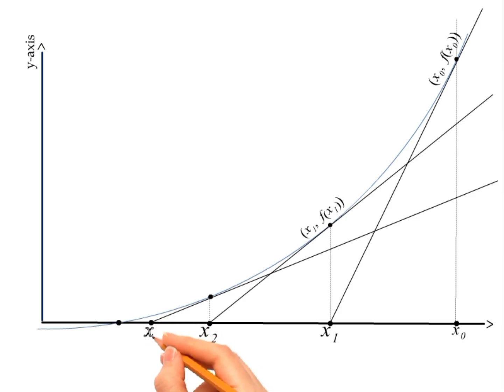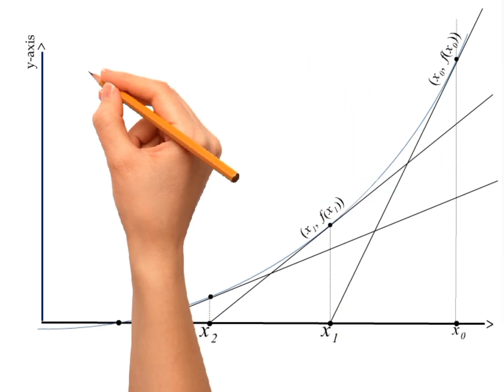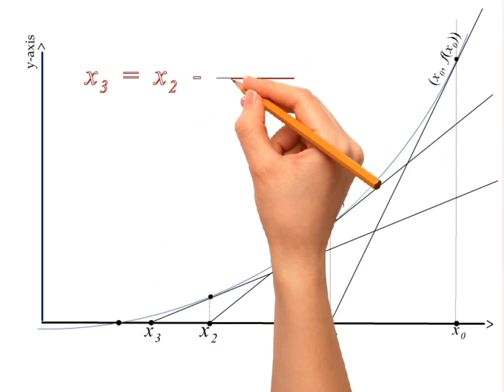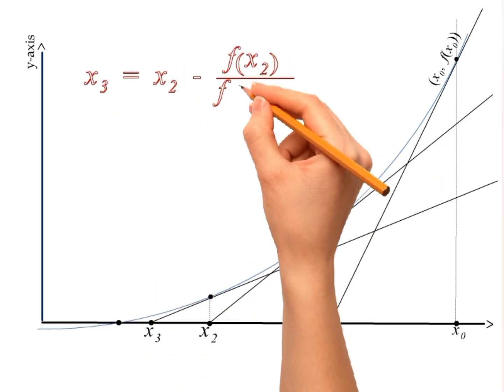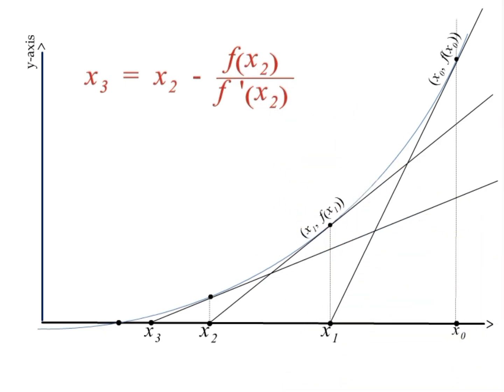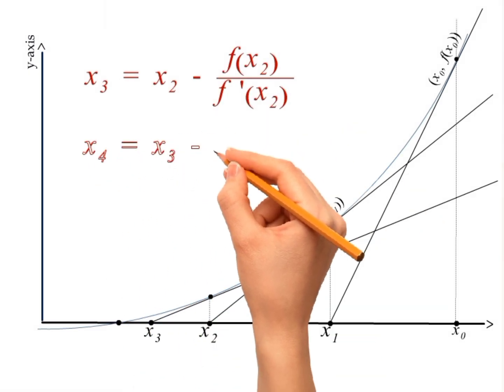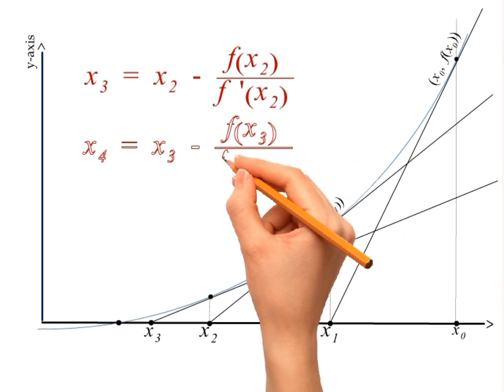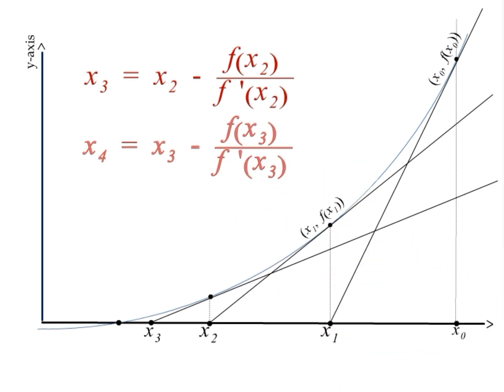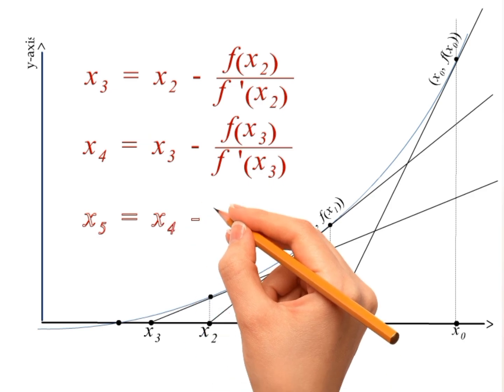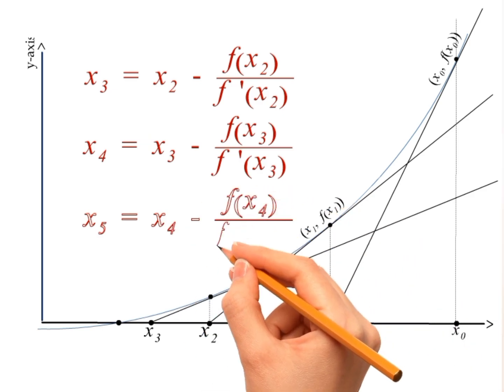When we carry out the process of gradient or slope as we did in the previous cases, we see that x sub 3 gives x sub 2 minus f sub 2 over f sub 2 prime. We see that the results are in a specific pattern. Hence we can write x sub 4 as x sub 3 minus f sub 3 over f sub 3 prime. Also, x sub 5 equals x sub 4 minus f sub 4 over f sub 4 prime.